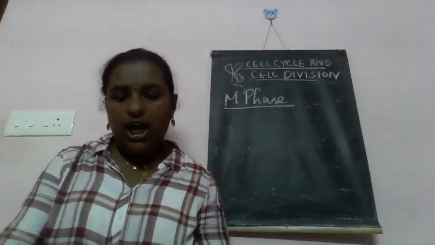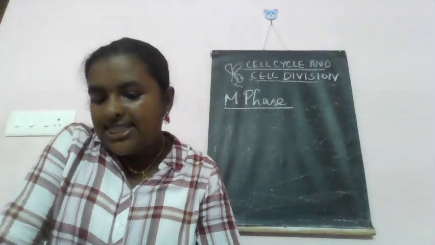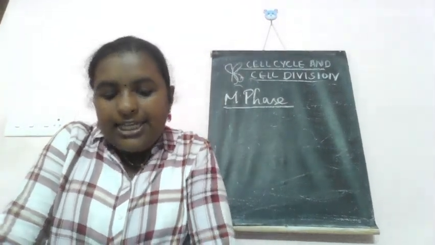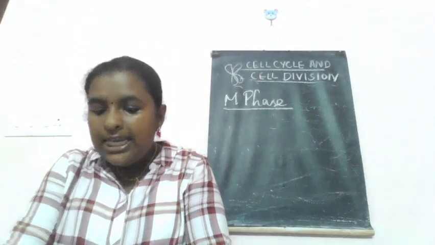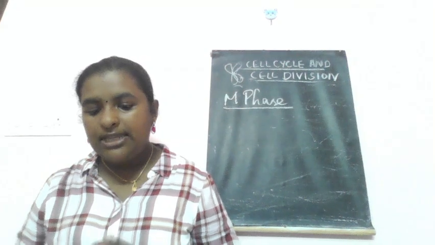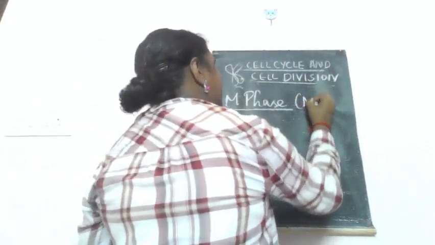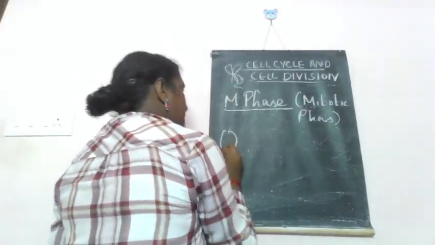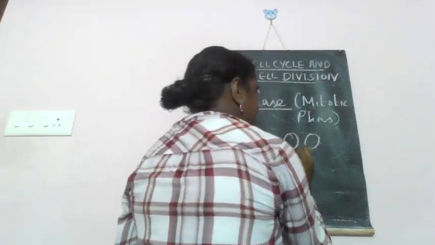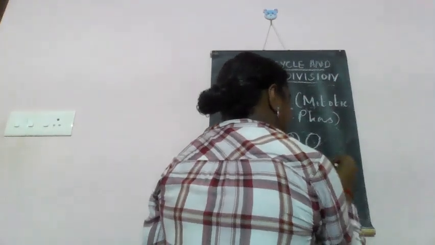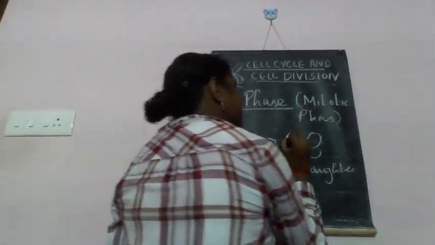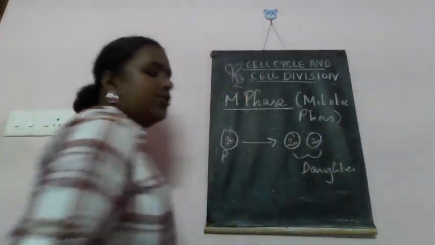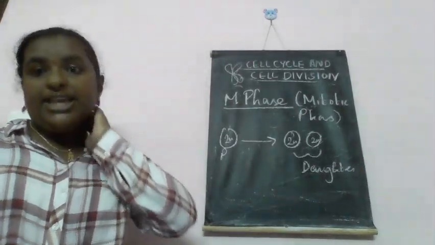Talking about the M phase, this is the most dramatic period of the cell cycle, involving a major reorganization of virtually all components of the cell. Since the number of chromosomes in the parents and progeny are equal, it is called equivalent division. In the M phase, the mitotic phase, if this was your parent, you get two daughter cells. Here it is 2n, here also 2n, here also 2n. The chromosome numbers are same, so we say it is equivalent division.